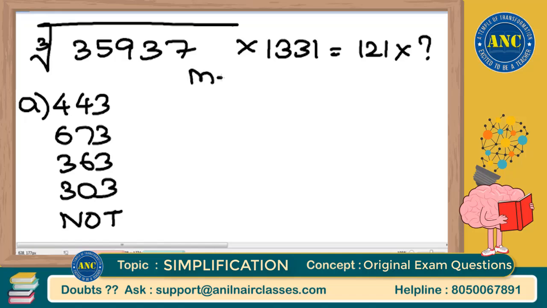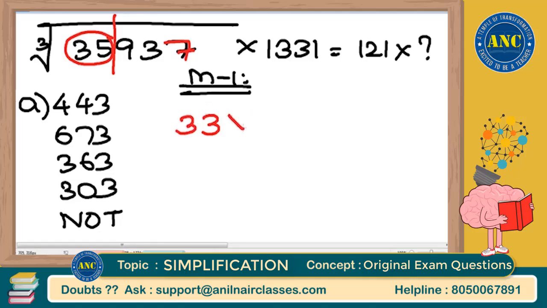One of the methods of solving, method 1, I already taught you cube root. Cube root means after 3 places put a slash. If a number is ending with 7, answer will end with 3. 35 lies between 3 cube 27 and 4 cube 64. Smallest is 3 cube. Write down 3. Answer cube root is 33.